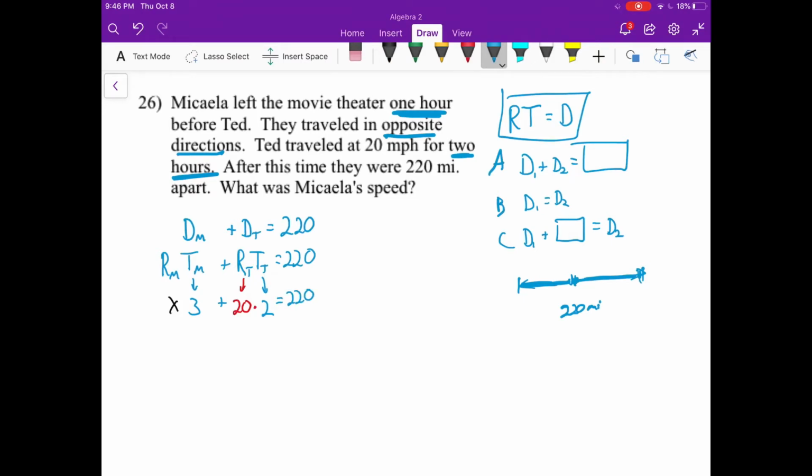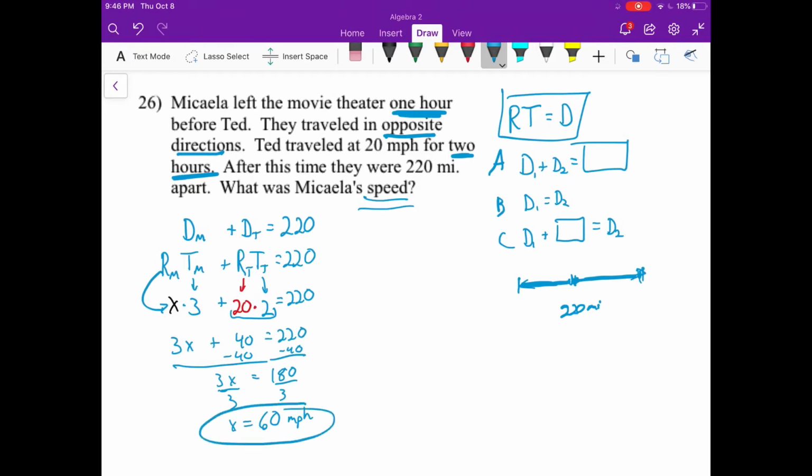Well, this seems like a pretty simple algebra problem. This is X times 3, which we normally write as 3X, plus 20 times 2 is 40, equals 220. We can go ahead and subtract 40 from both sides. 3X equals 180. Dividing both sides by 3, we get X equals 60. Well, X stood for Michaela's rate or Michaela's speed, so 60 miles per hour, that is what we were trying to find.